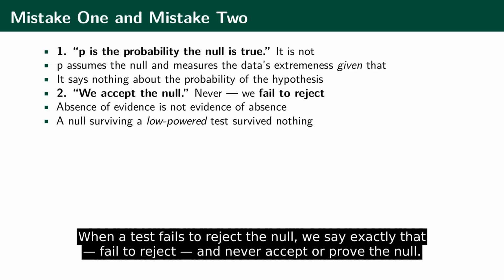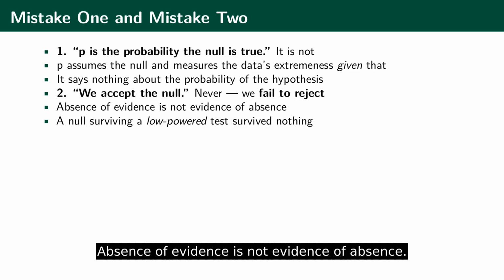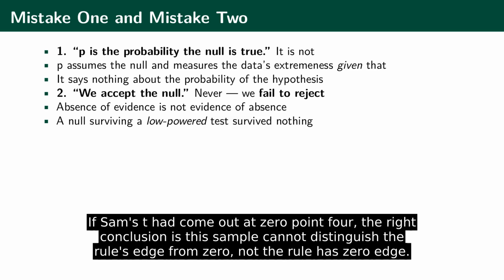Mistake 2. We accept the null. When a test fails to reject the null, we say exactly that, fail to reject, and never accept or prove the null. Absence of evidence is not evidence of absence.